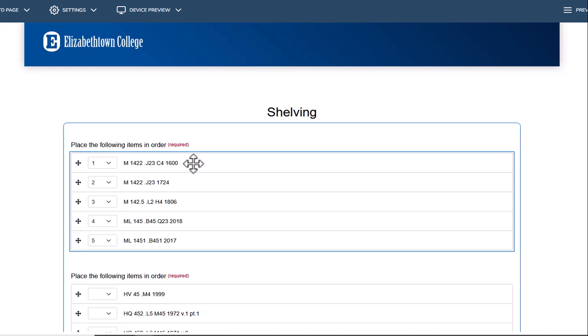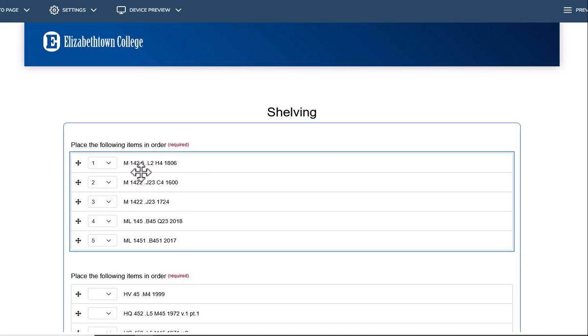Let's compare these 3 M's to each other. Okay, so we have M, M, M, and then we have 1,422, we have 1,422, and we have 142. Remember, whole numbers, so that 142 is much less.